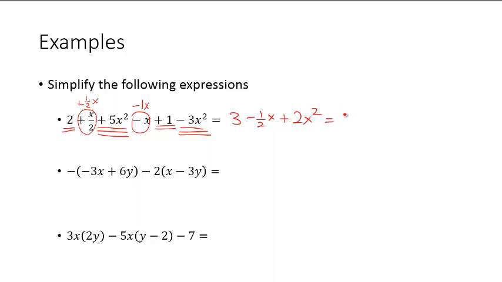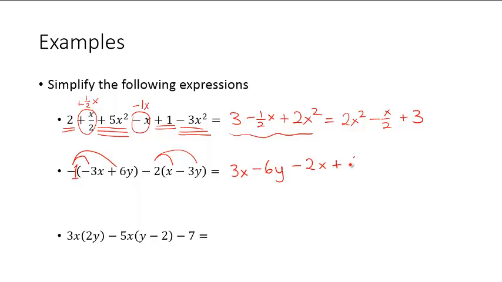Now, usually we write, and this is fine, but we usually write expressions in decreasing exponential order. So we start with the highest degree, and we can write it like that, so that the exponents are in decreasing order if possible. The next example, we need to first use the distributive property to distribute a negative 1 multiplied by the terms here, giving us 3x minus 6y, and then negative 2 multiplied by the next 2, which gives us negative 2x plus 6y.